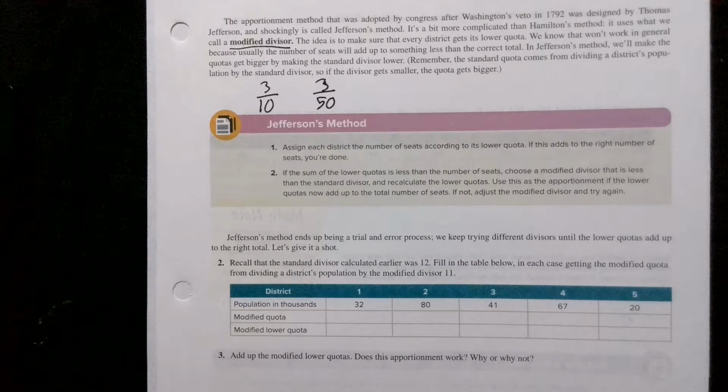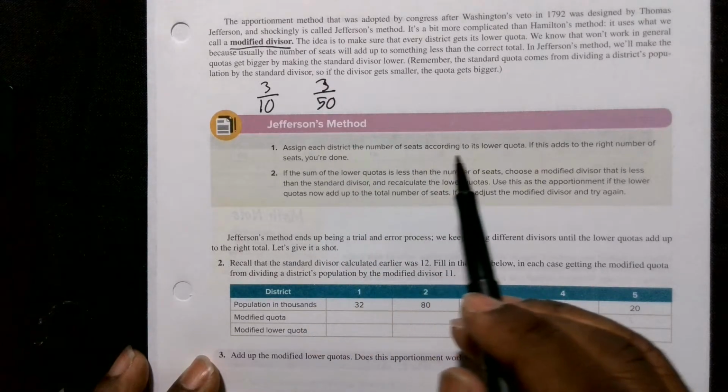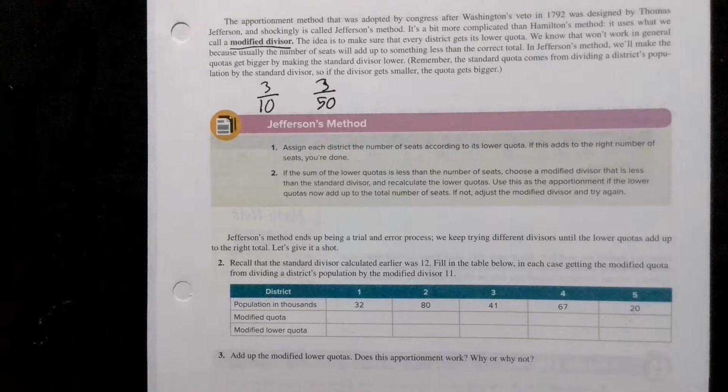Now, it says Jefferson's method. Assign each district the number of seats according to its lower quota. If this adds to the right number of seats, you're done. If the sum of the lower quotas is less than the number of seats, choose a modified divisor that is less than the standard divisor and recalculate the lower quotas. Use this as the apportionment if the lower quotas now add up to the total number of seats. If not, adjust the modified divisor and try again.